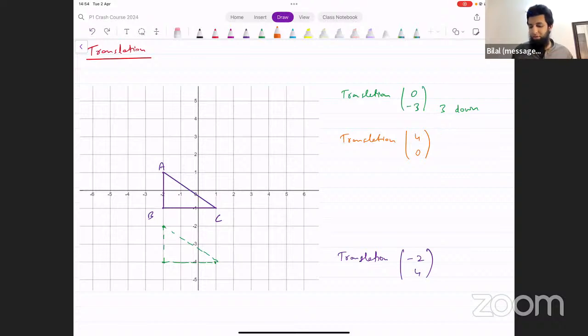4 is a positive number. That means you have to move right. So 4 units right. And what about vertically? Vertically, you don't have to move at all. So you have to move 4 units right. So the diagram moves 4 units to the right.